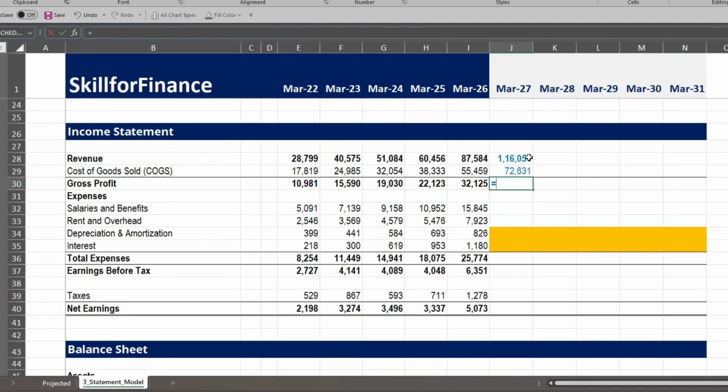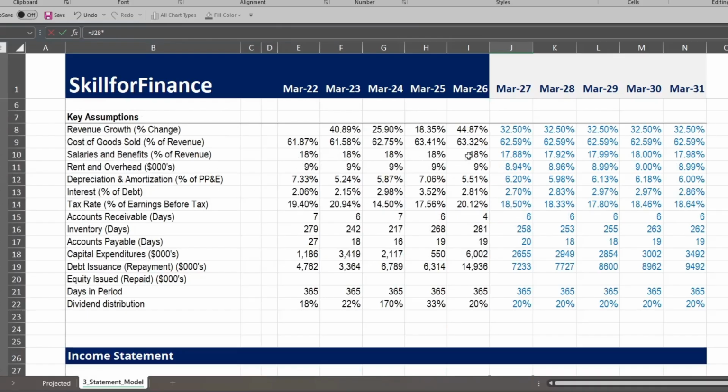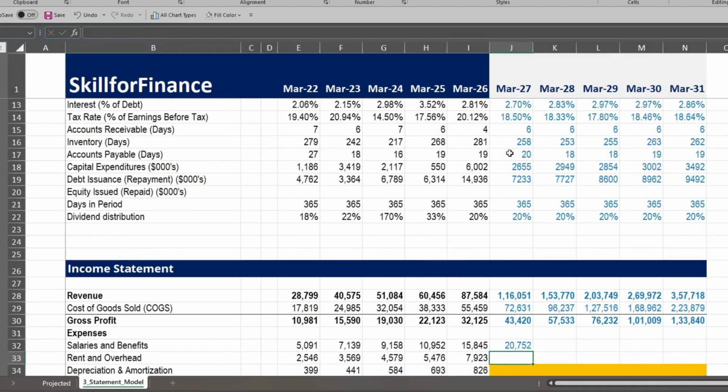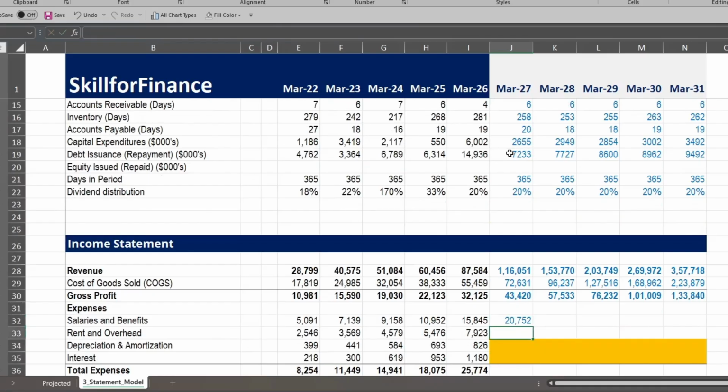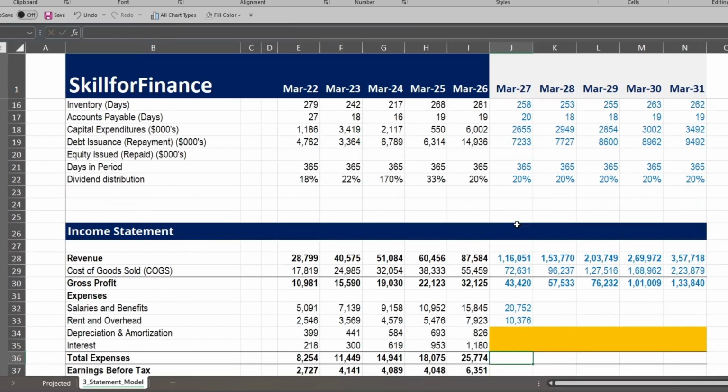Now the gross profit is revenue minus cost of goods sold, and I'm going to press control R. Similarly, for the salary, I'm going to say revenue times the percentage of salary. That would be 18%. And we're going to follow the same rule for the rent and expenses: revenue times the percentage of rent and overheads, right?